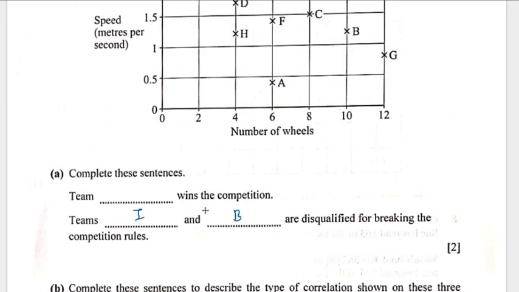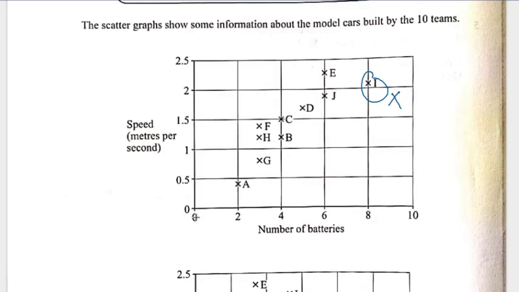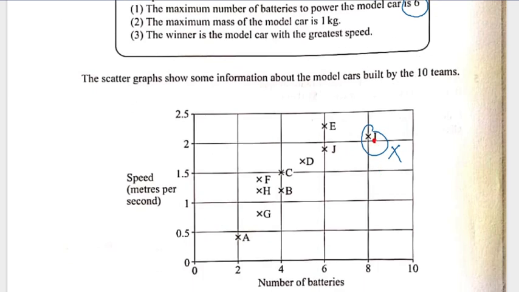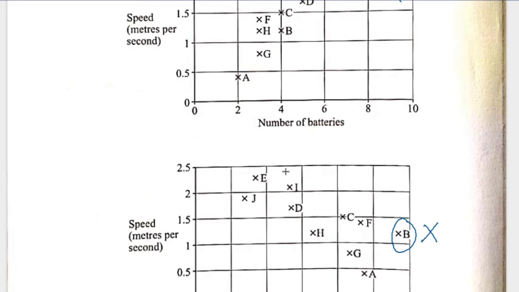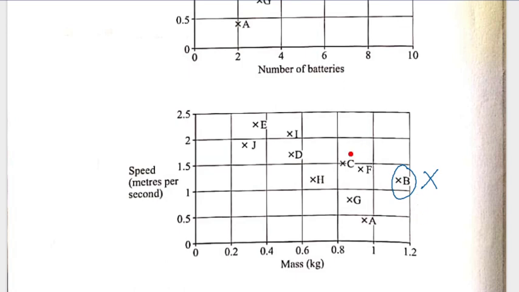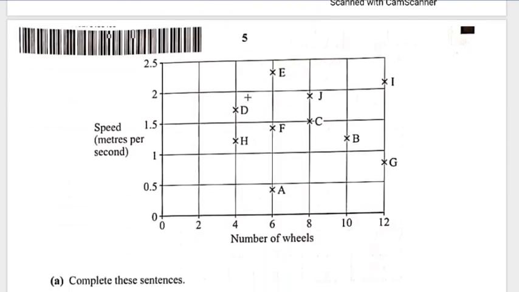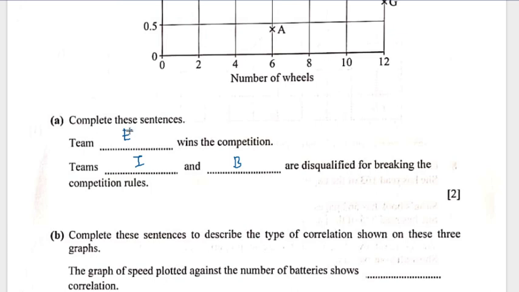Let's see which team wins the competition. The winner with the greatest speed should win. I is already disqualified, so here we can see E has the highest speed. Let's see the second graph. Here the highest is lower than the other one, about 2.25 maybe. So the winner here is Team E. So we write Team E.